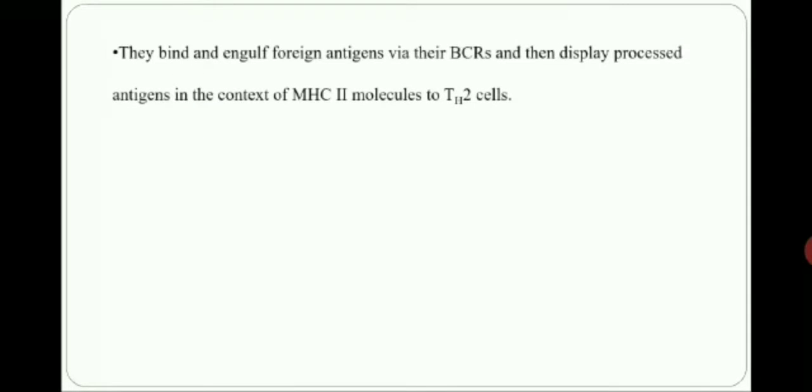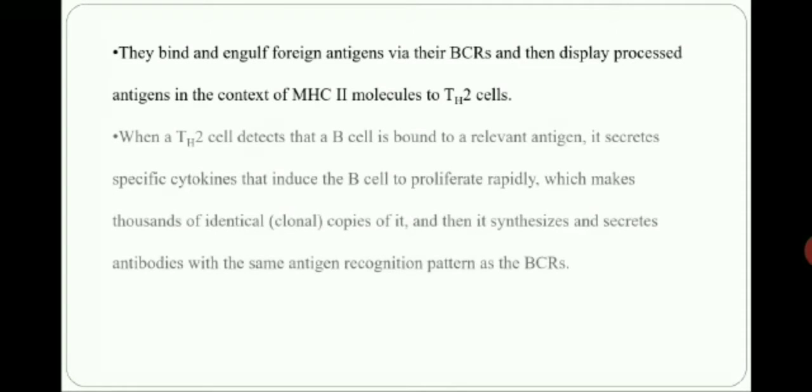So these B cells bind and engulf the foreign antigen by using the B cell receptor, and they display the antigen with the help of class 2 MHC molecules to T helper cells. When this T helper cell detects the antigen bound to the B cell receptor, it starts to secrete certain cytokines that induce activation of the B cell, and the B cells start proliferating.